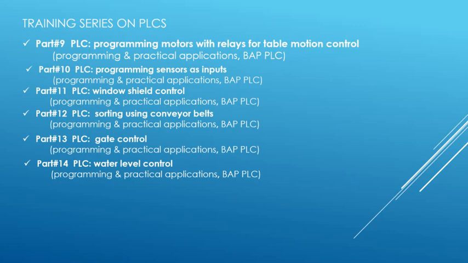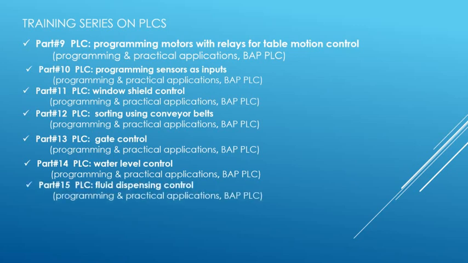Part 14, we'll talk about water level control. We are going to have two reservoirs. So we'll put a lower limiting switch or level sensor and the upper level sensor. Based on the level sensor, we might need to activate the pump to put some water or activate another solenoid valve to drain out some water to control the level between those two limits.